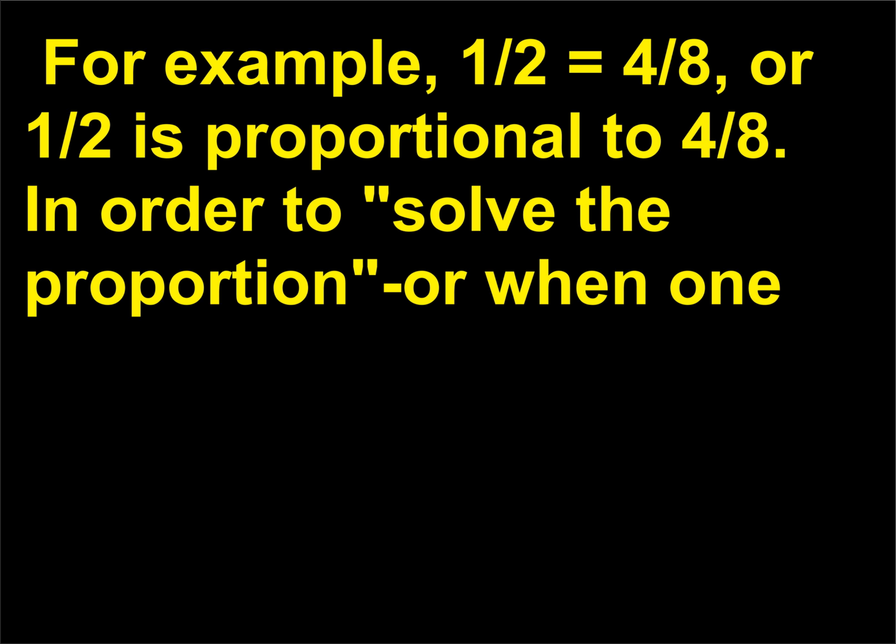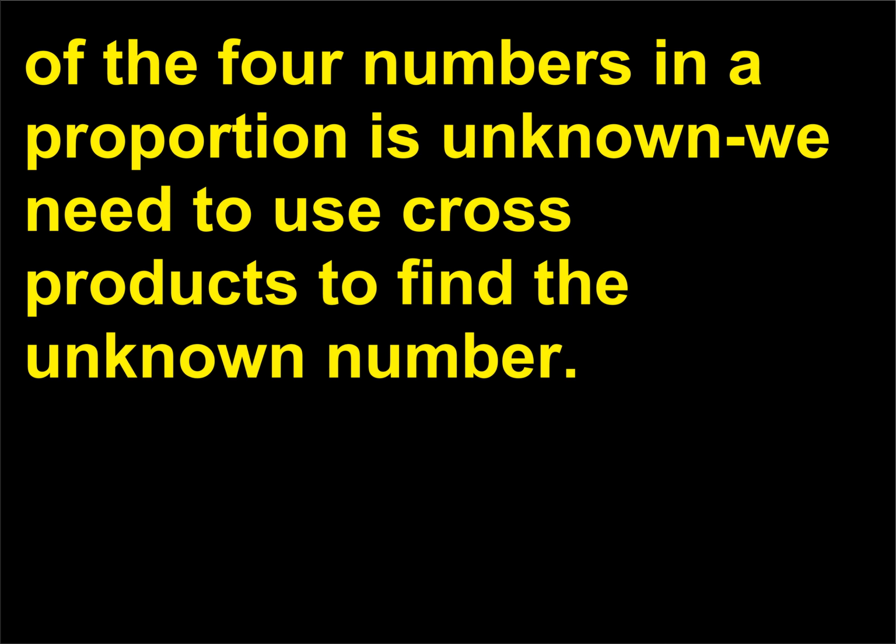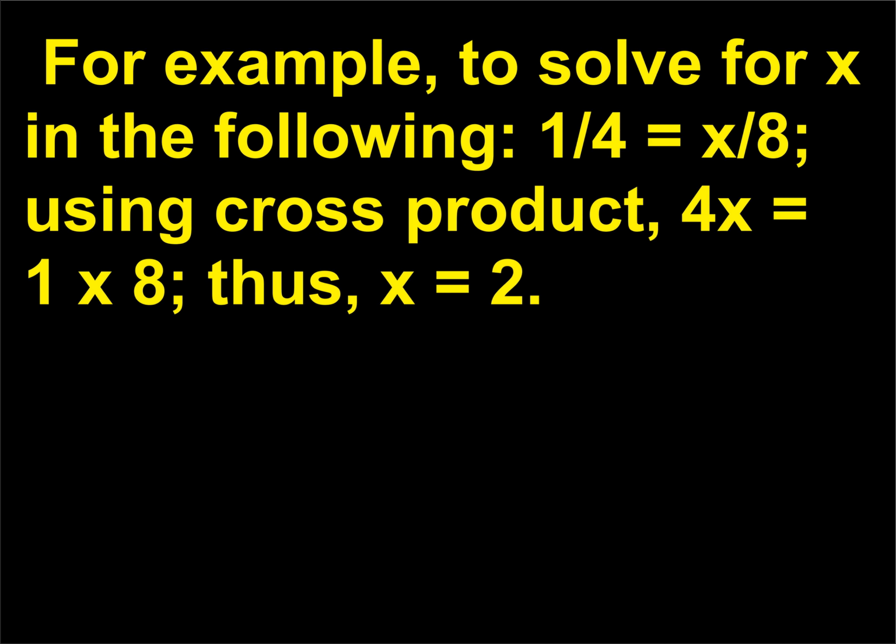In order to solve the proportion, or when one of the four numbers in a proportion is unknown, we need to use cross products to find the unknown number. For example, to solve for x in 1/4 equals x/8, using cross products, 4x equals 1 times 8, thus x equals 2.